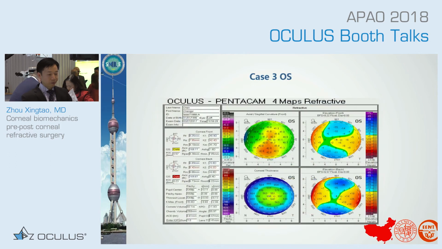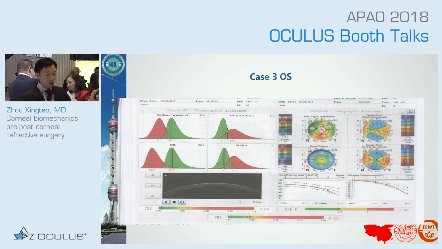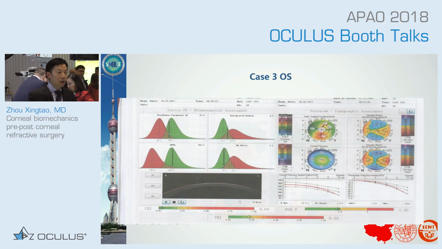Normal. As for the left eye, almost normal, normal. This shows that anterior elevation is not a good index for detecting keratoconus. We have to combine it mostly with posterior elevation of the cornea, the shape, the BAD index, and the TBI. Sometimes we need to add the wavefront index. Thank you.